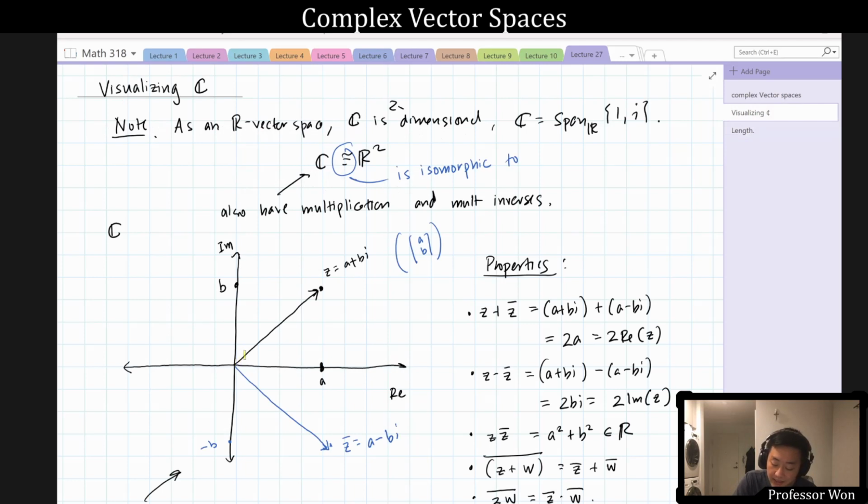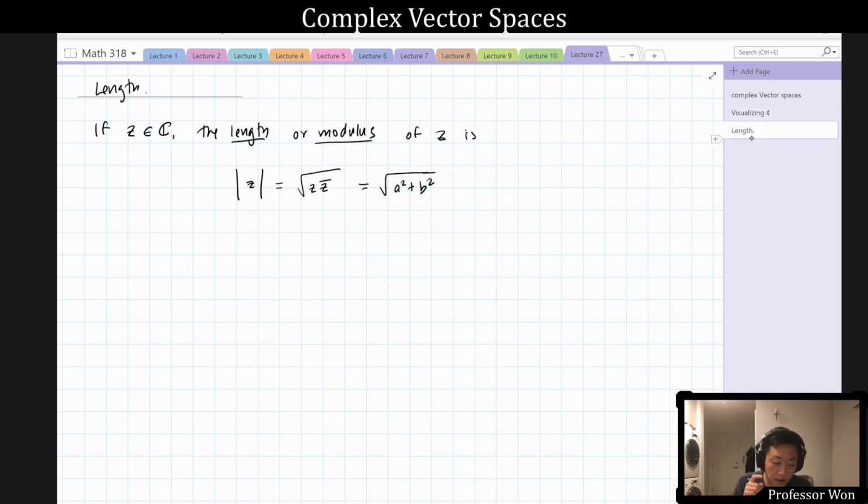That's exactly the length of this vector thought of as a vector in R2, right? It's the square root of a squared plus b squared. It's just a nice way to get this, to multiply z by its conjugate and take the square root, of course. Okay, so we have a notion of length for complex numbers. Right, so this is the same thing as the Euclidean length of the vector a plus bi in the complex plane.